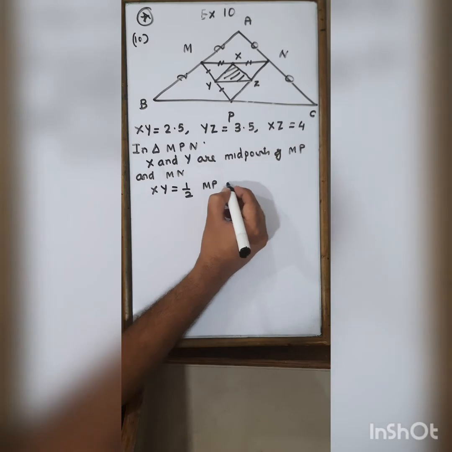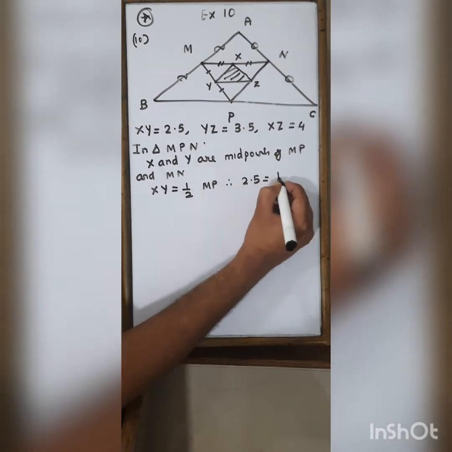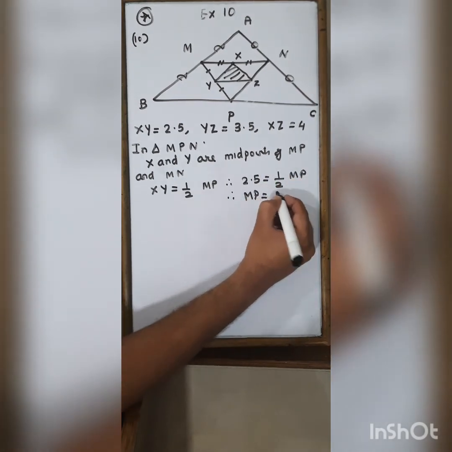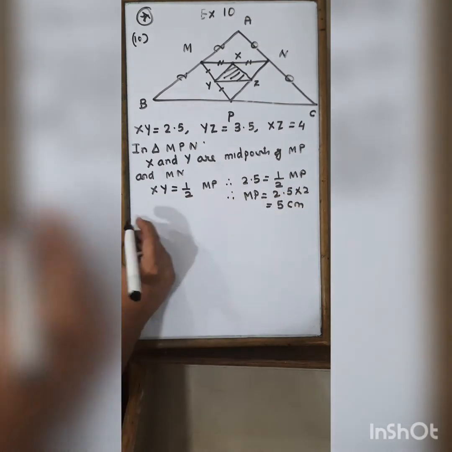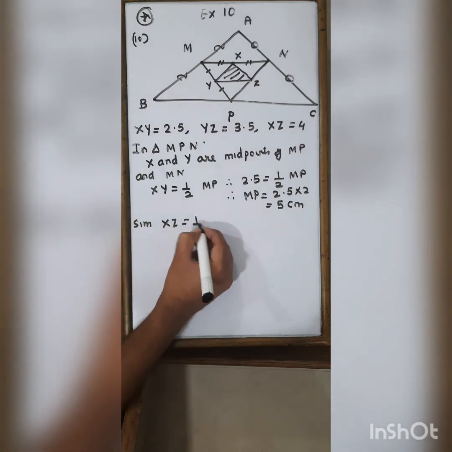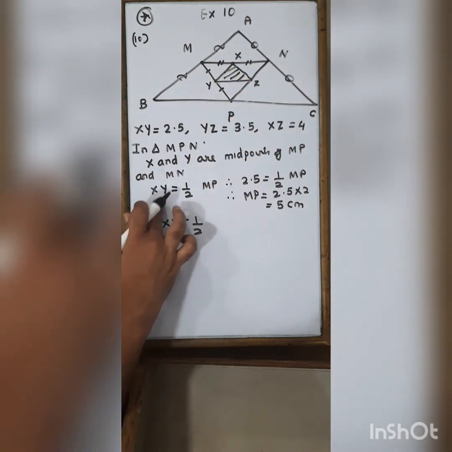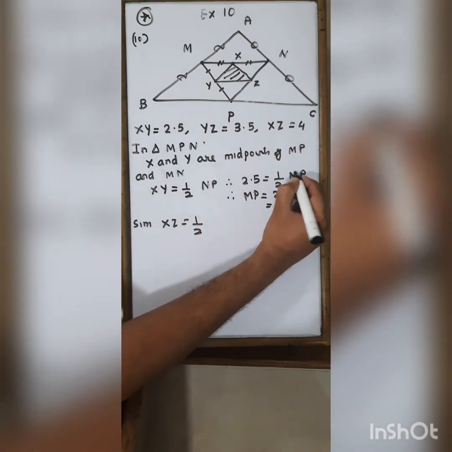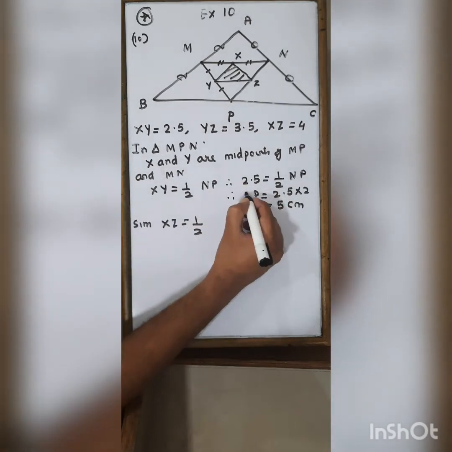So now in this triangle MPN, can I say XY is equal to half of NP by midpoint theorem? So therefore, what is the value of XY? It is 2.5 is equal to half of NP. Therefore, NP is equal to 2.5 multiplied by 2, which is equal to 5 centimeter.